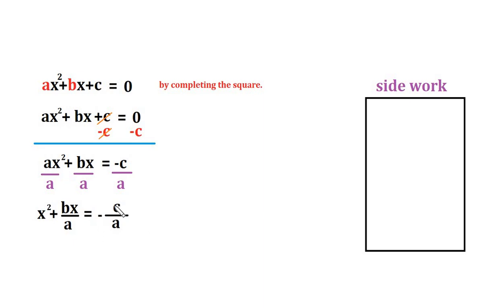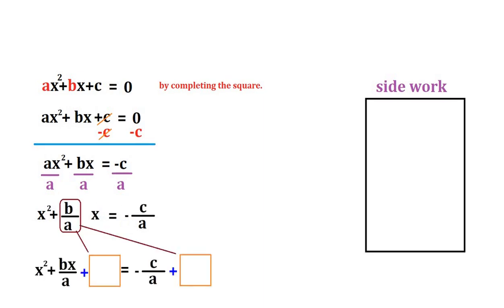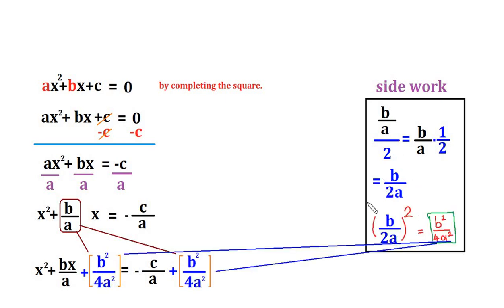Now we are ready to complete the square. We need to take half of the middle term and square it and add it on the right and left hand side. So half of b over a is b over a times 1/2, which is b over 2a. Now we need to square this, and if we square it we obtain b squared over 4a squared, and we add it on left and right hand side.